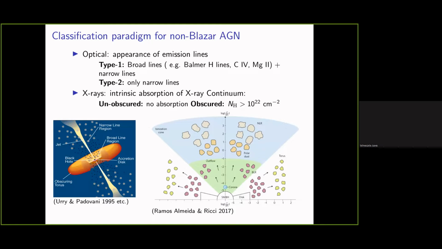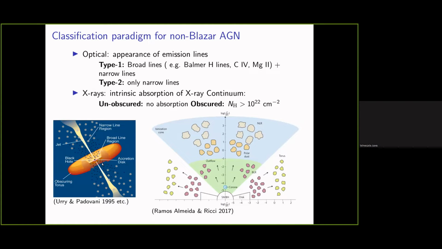So classically, non-blazar AGNs are classified into two types. That's type 1s and type 2s in optical, and unobscured and obscured in X-rays. In optical, the type 1 shows broad emission lines of hydrogen, for example, the hydrogen Balmer lines, along with some narrow emission lines. And in type 2s, you see only narrow emission lines. In the X-rays, the intrinsic absorption of the X-ray continuum is the basis of classification. So the unobscured case has almost no absorption, and the obscured has an absorption corresponding to a column density of 10^22 or higher. These two subtypes are broadly correlated with each other. That's type 1s are generally unobscured in X-rays, and type 2s are generally obscured in X-rays.